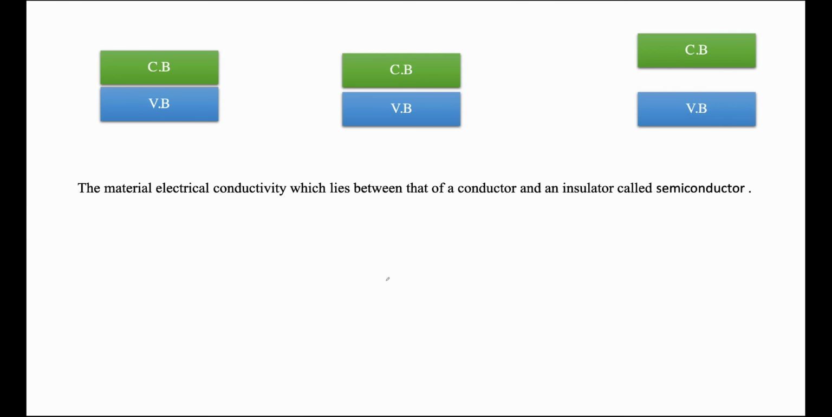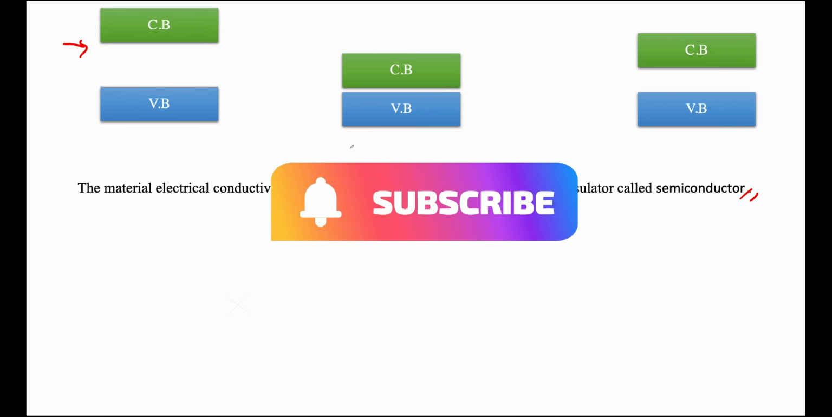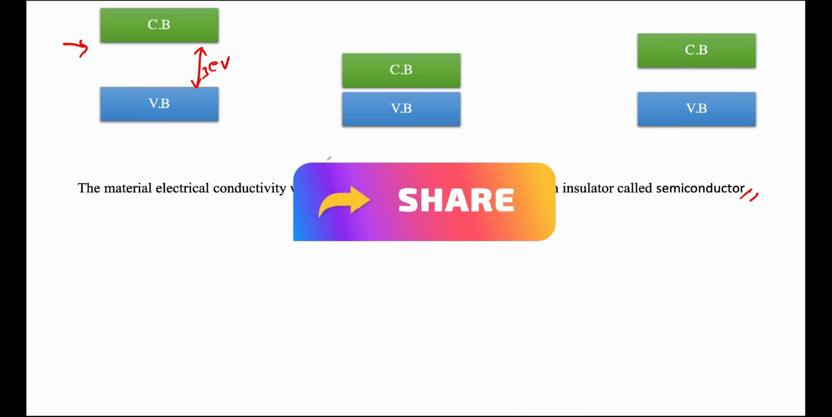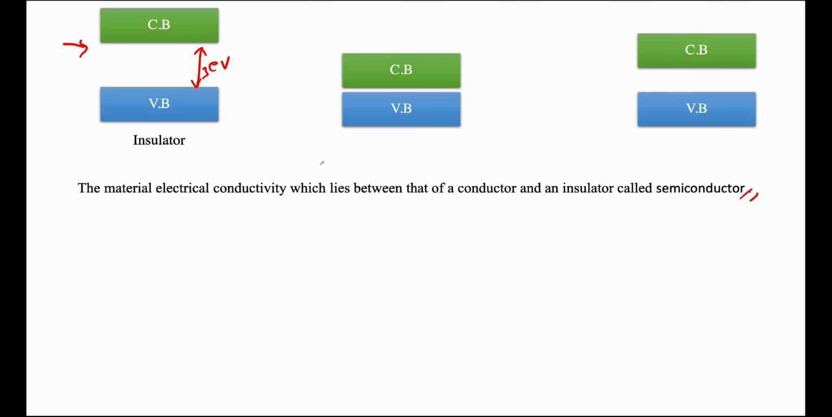So what is semiconductor? The material whose conductivity lies between that of a conductor and an insulator is called a semiconductor. This is the definition. Now, how can you say a material is an insulator? In the first diagram, as you can see here, the conduction band is completely empty, and the valence band is completely filled with electrons. When the energy gap between these two bands is more than 3 electron volt, then that material shows insulating characteristics. That's why we call it an insulating material.